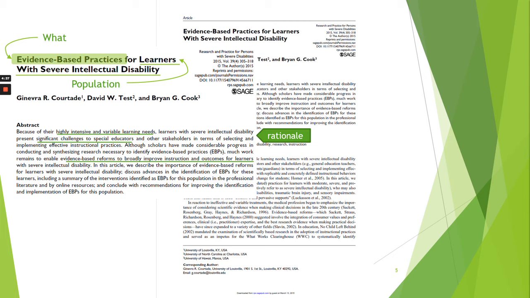It seems that the main sections will include the importance of reform, advances in identification of EBPs, a summary of EBPs, and a conclusion that will make recommendations for improving the identification and implementation of EBPs for learners with severe intellectual disabilities. Let's continue scanning to see how this article is organized.